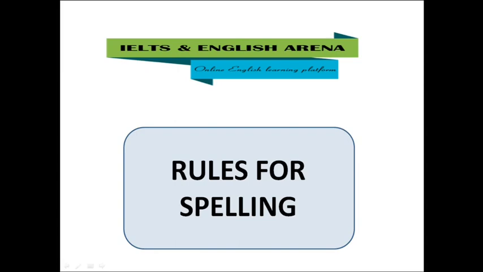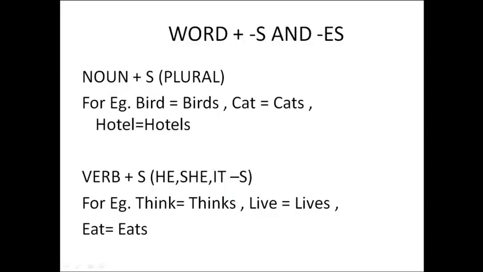Rules for spelling. To form the plural words for nouns, we need to add an S. For example, bird becomes birds, cat becomes cats, hotel becomes hotels.